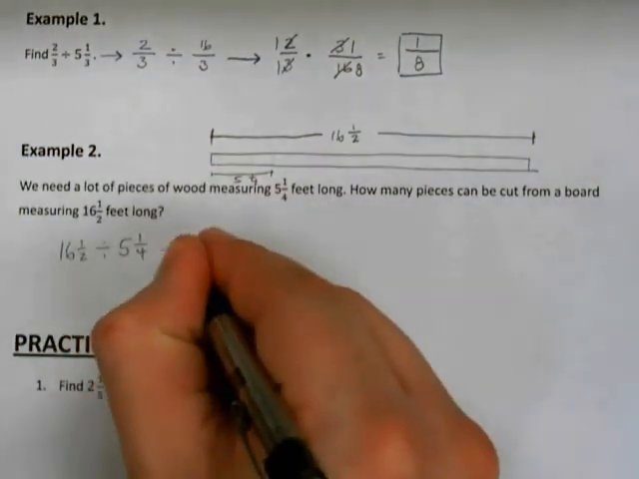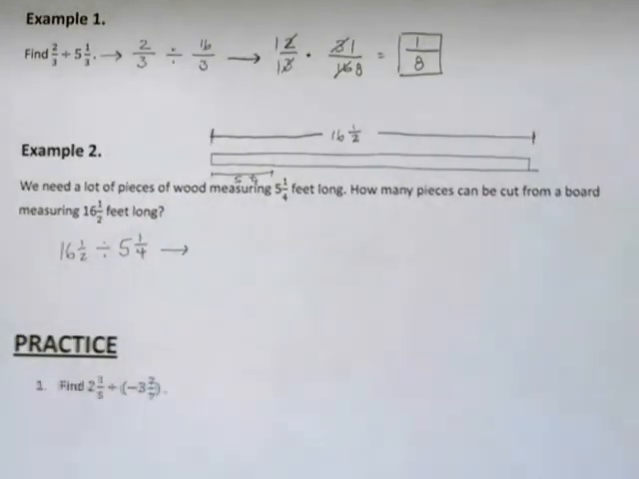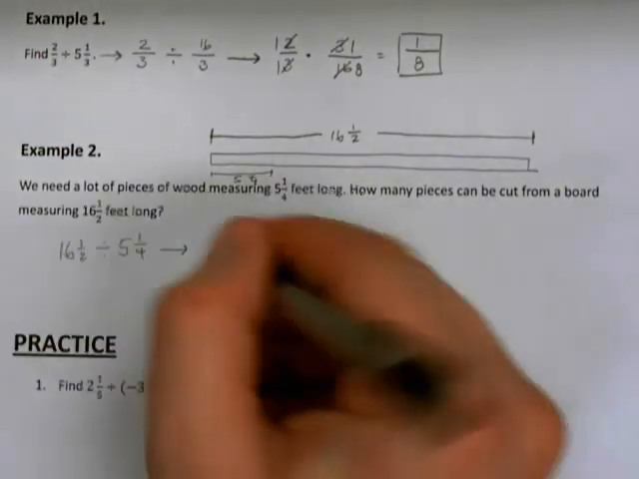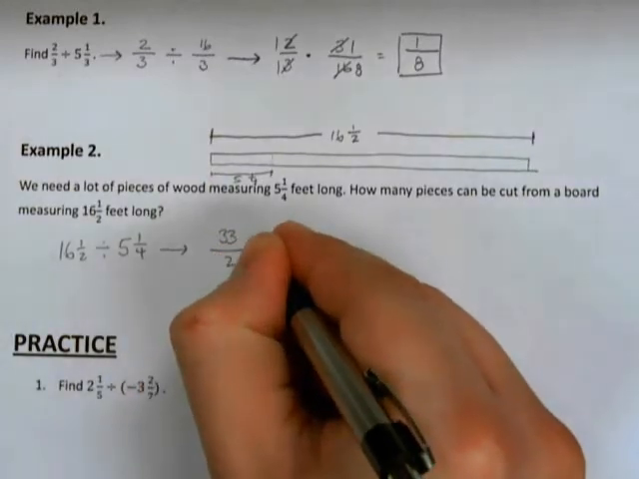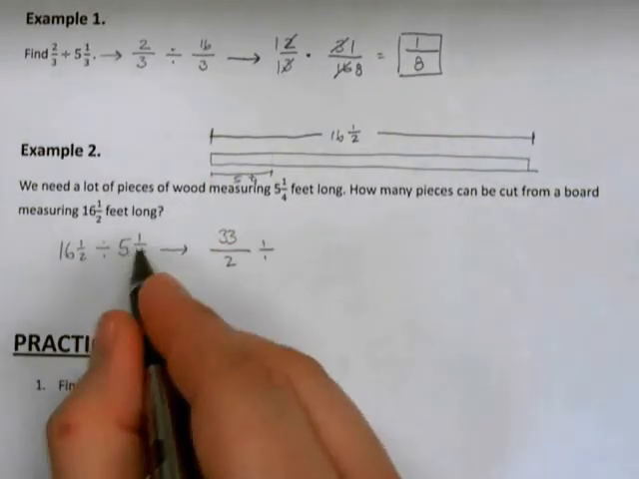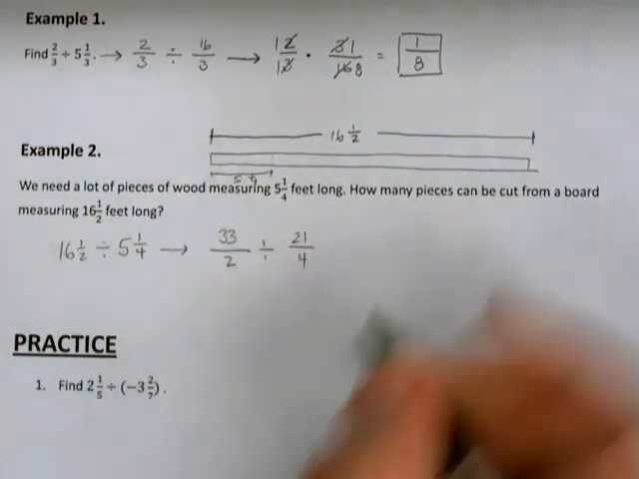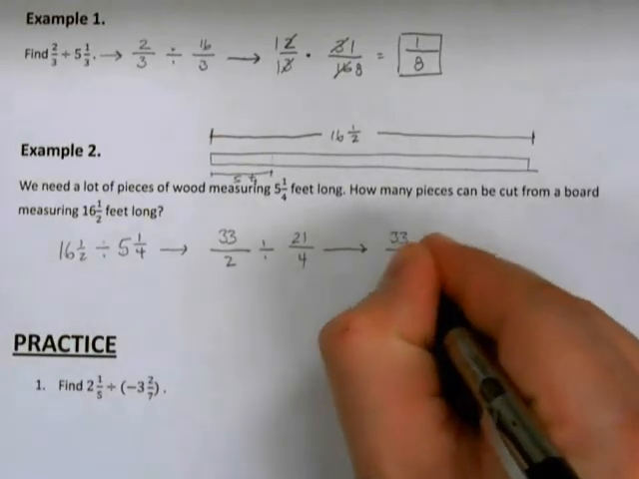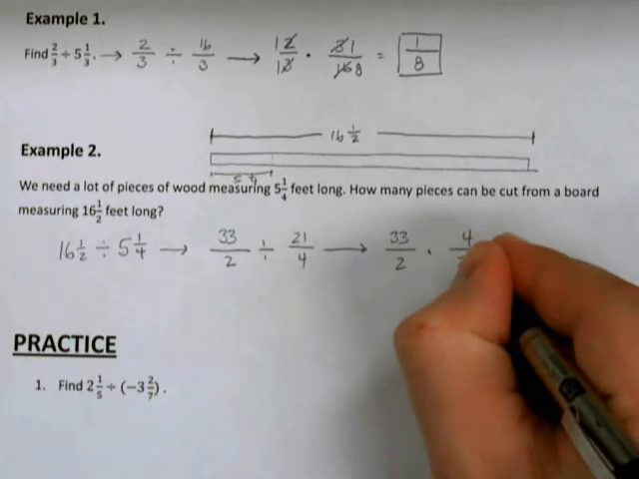The first thing we're going to do is change these mixed number fractions to improper fractions. To do that, I get 2 times 16 is 32, plus 1 is 33. So 33 halves. And I'm still dividing by 4 times 5 is 20, plus 1 is 21. Now I'm going to flip multiply. So I have 33 over 2 times 4 over 21.